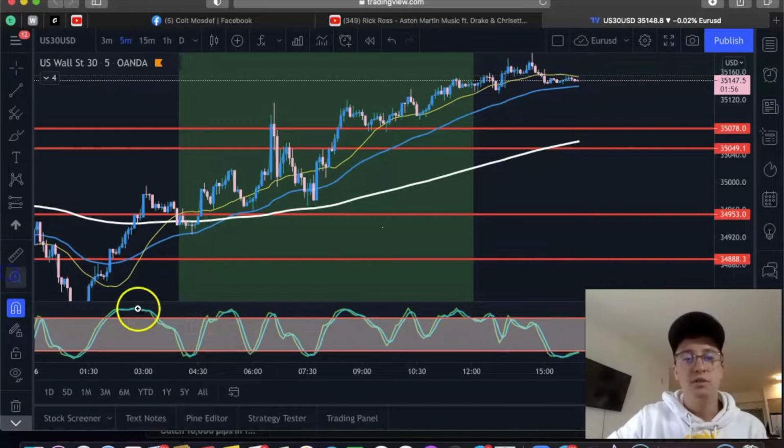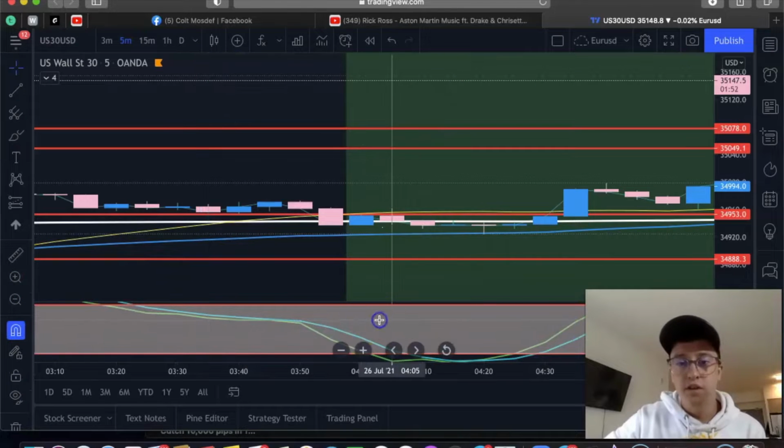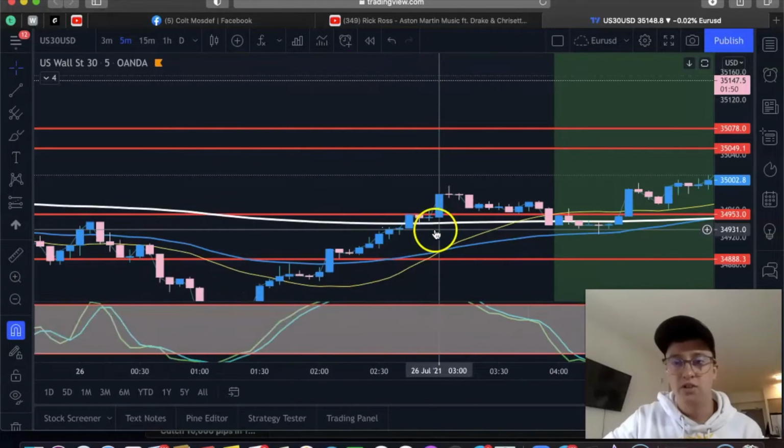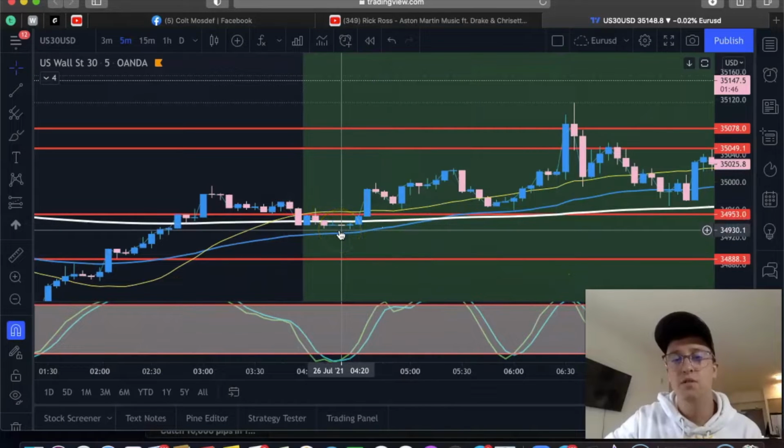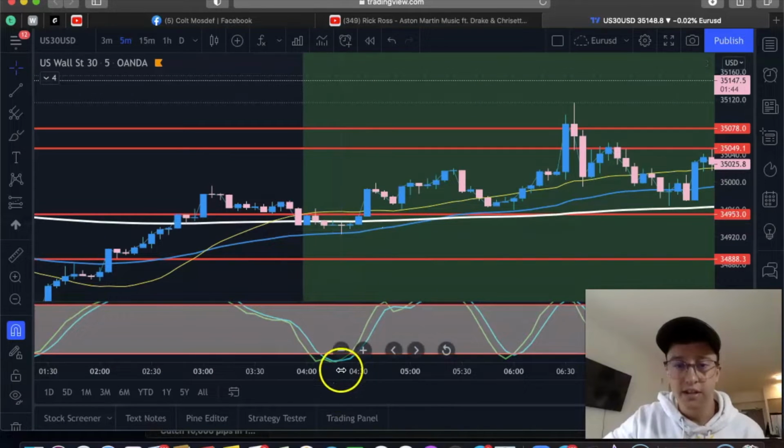So if we zoom in right here, you guys can see right before it actually started to go up, right here, we have that doji, perfect signal, it's going to go up, is the blue line crossed under the green line.